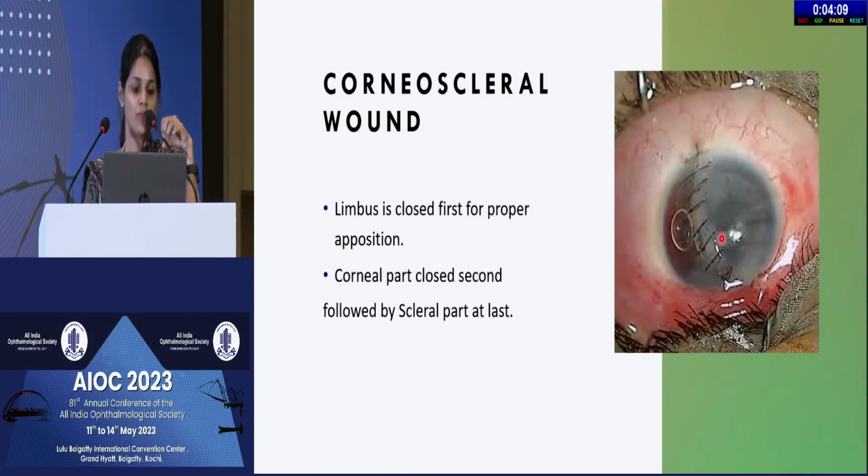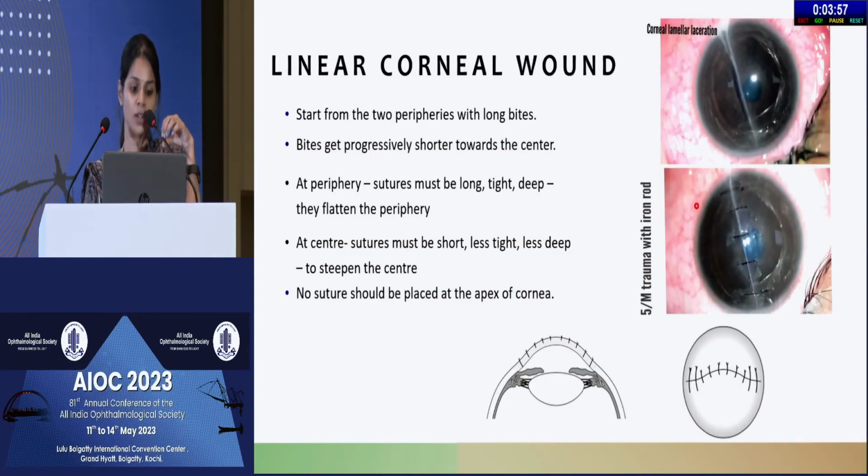So when you have a corneoscleral wound involving the limbus, the first suture is preferably placed at the limbus for anatomical restoration, and then we suture the cornea and then move on to the sclera. When you have a linear corneal wound, we start from the two peripheries with long bites. The bites get progressively shorter towards the center.